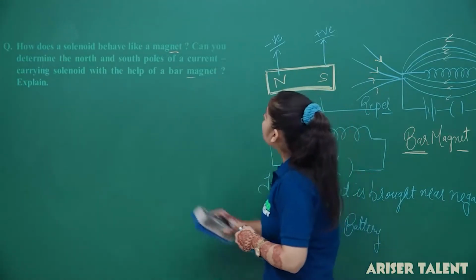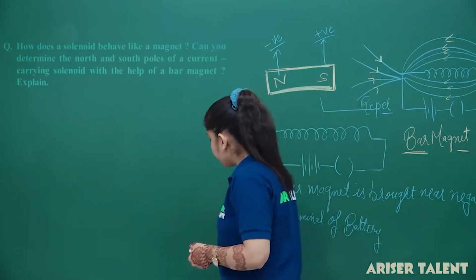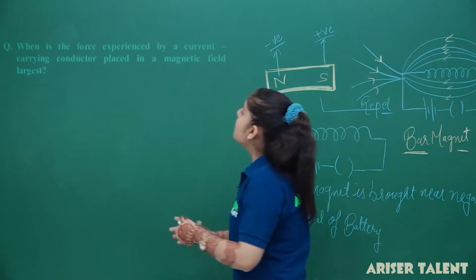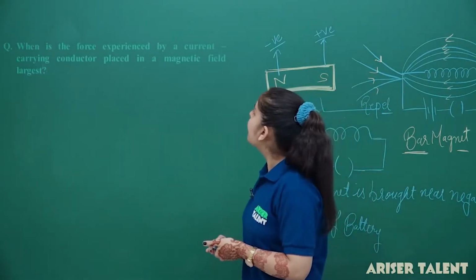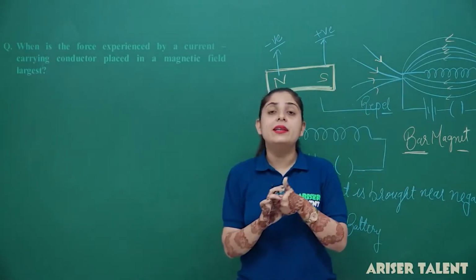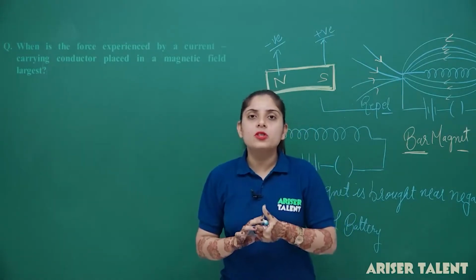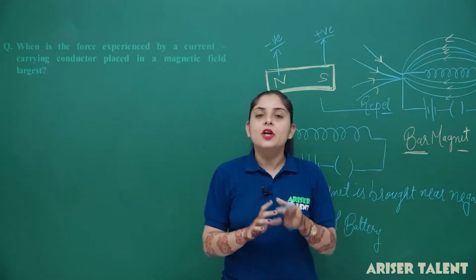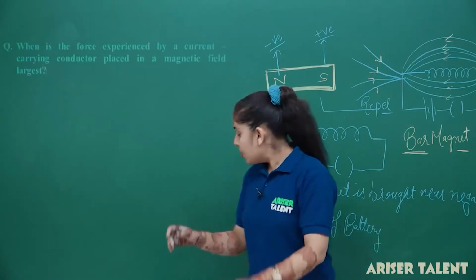Now let's move to the next question in this series. When is the force experienced by a current carrying conductor placed in a magnetic field largest? So, if you want to determine when the force will be maximum in a current carrying conductor, you have to remember only one simple formula, that is BIL sin theta.